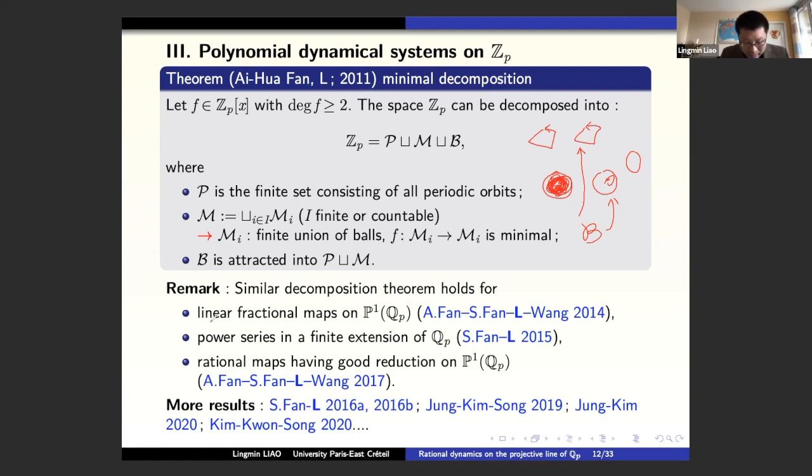transformation. For example, I have a work on linear fractional maps on the projective line over power series. And we also have a result for rational maps having good reduction. In this direction, for some special polynomials, for example, Chebyshev polynomials or the square mapping, I have some work. And quite recently, there is a group of Korean specialists who also study this minimal decomposition.